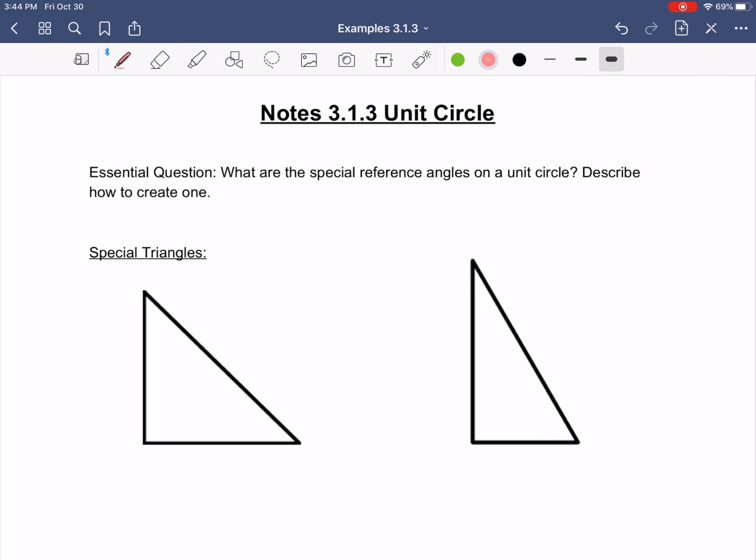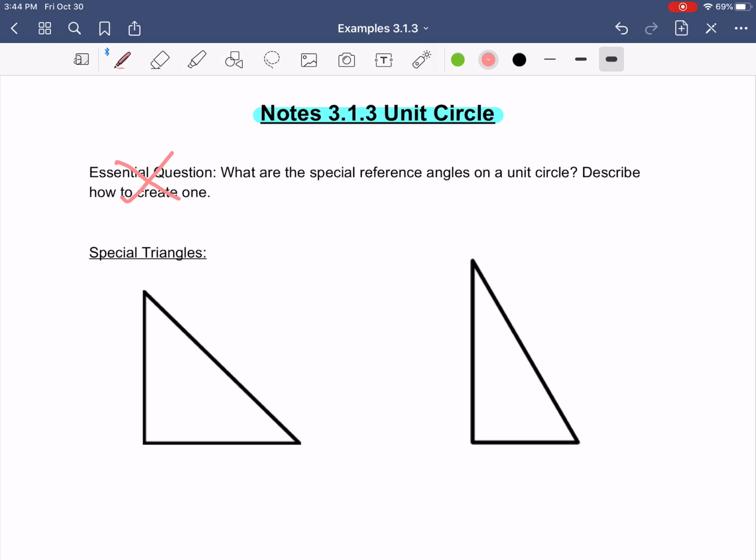On a piece of paper, you can go ahead and put your title up at the top of your paper. These are notes 3.1.3. We're going to learn about the unit circle. You'll have to write down the essential question, but at the end we want to be able to answer what are the special reference angles on a unit circle. Describe how to create a unit circle. So by tomorrow, we're going to be creating the unit circle in class.